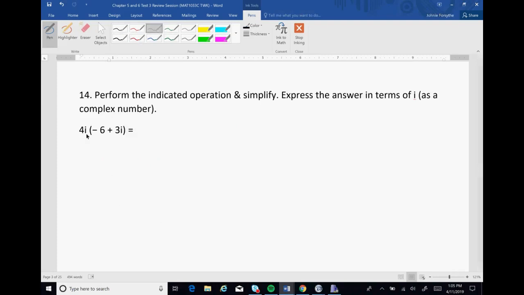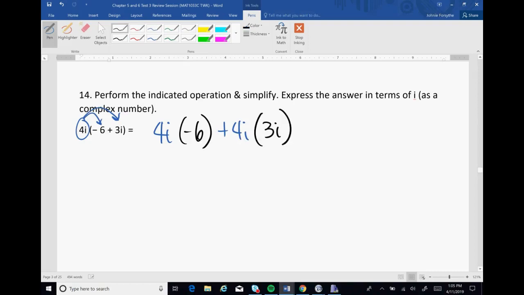So perform the indicated operation and simplify. We're going to distribute this 4i with this -6, and then distribute 4i with positive 3i. So let's see what happens now. 4i times -6 is going to give me -24i. Then 4i times 3i is going to be 4 times 3, 12, and then i times i is i squared.